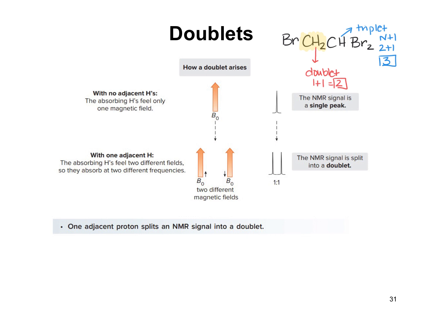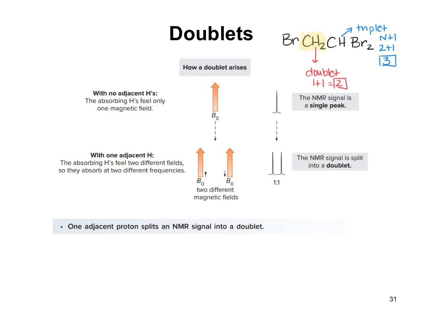So they can be aligned with or against the external field, okay? So those absorbing CH2 protons feel 2 slightly different magnetic fields, okay? One that's slightly larger than the applied magnetic field and one that's slightly smaller than the applied magnetic field. So they absorb at 2 different frequencies, and so they split a single absorption into a doublet.